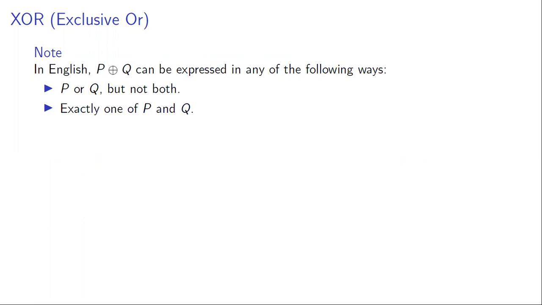Or I might say something like this: exactly one of P and Q, meaning not both, but exactly one. Or you might say either P or Q, and that either often means that it has to be one or the other, but not both. This last thing here, this either, is not totally foolproof. In other words, sometimes people use the word either even when they mean inclusive or. So it doesn't always mean exclusive or, but it usually means exclusive or.